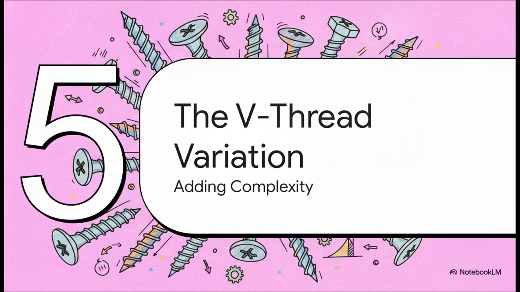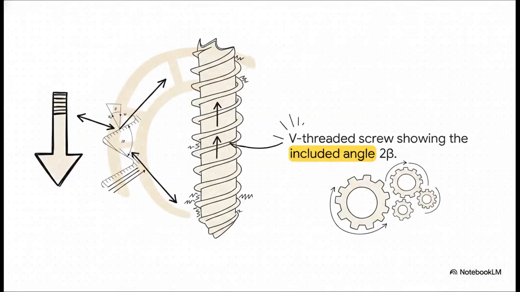All right, final section, section 5, the V-thread variation, adding complexity. So far, we've been talking about a perfectly flat square ramp, but real-world screws, like the ones you just grab at the hardware store, often have different shapes that alter these base physics slightly to give us a bit of an advantage. Let's examine the V-threaded screw.